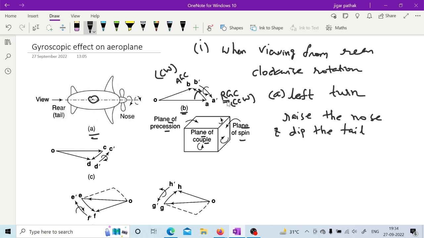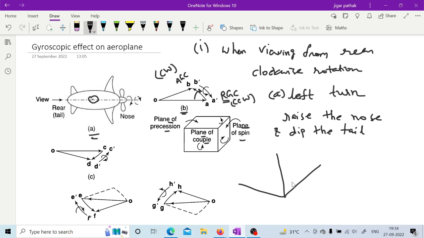And when this reactive gyroscopic couple is generated in counterclockwise direction, acting about this axis perpendicular to the plane of the paper, then what will happen? It will try to raise the nose and dip the tail, right? Are you getting it? Yes, understood.